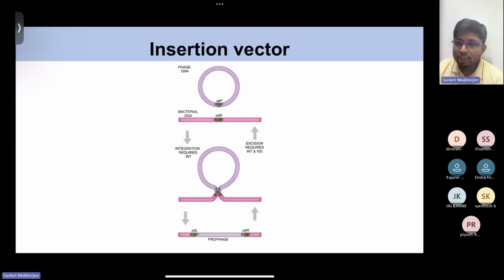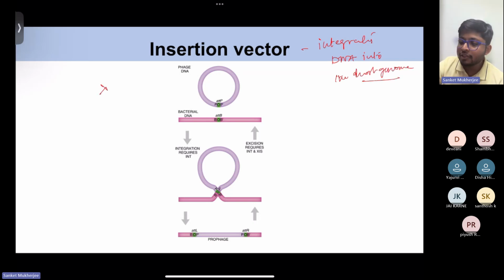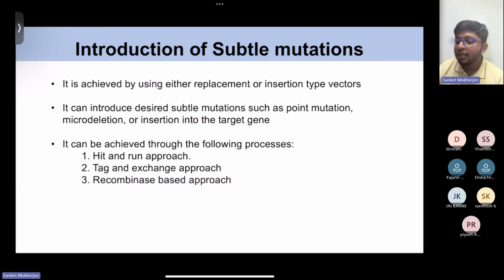Similarly, we have the insertion vector, which basically integrates DNA into the host genome. For example, we have talked about lambda phages. Lambda phage is one of the strategies by which recombination occurs and leads to insertion of the phage DNA into the bacteria.